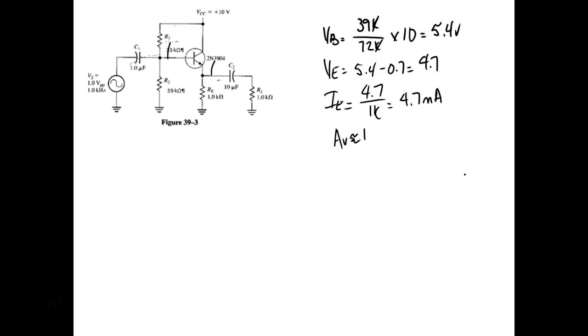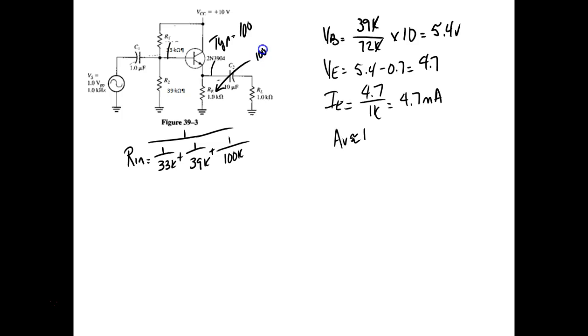So what else do we need to calculate? This is a 3904. The typical beta on a 3904 is 100, and it's really good too. I know it says it's anywhere between 30 and 300, but typically it's 100. So my input impedance, RN, I think is what they call it, would be equal to 1 over 1 over 33K plus 1 over 39K plus 1 over 100K. What we do here is multiply this by beta. We take 100 times 1K, and that's where the 100K comes from.